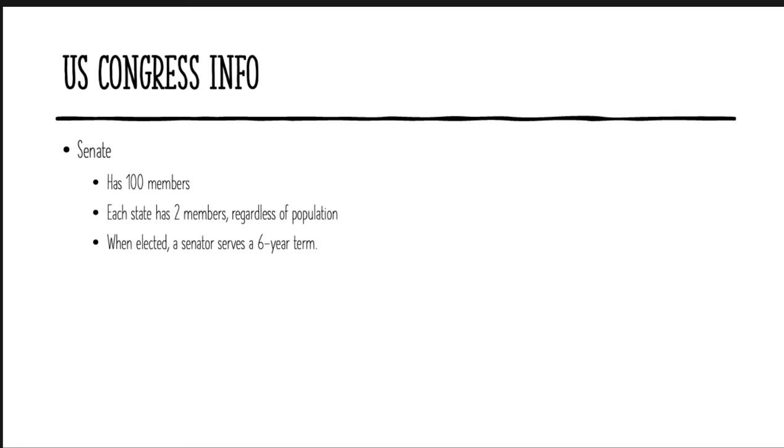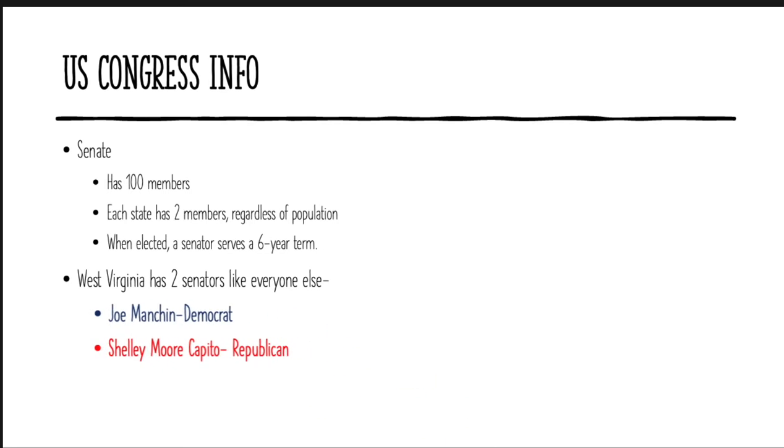When elected, a senator serves a 6-year term, so it's 3 times as long. So in the state of West Virginia, like every other state, how many do we have? 2. Does anybody know who they are? Shelley Moore Capito and Joe Manchin.